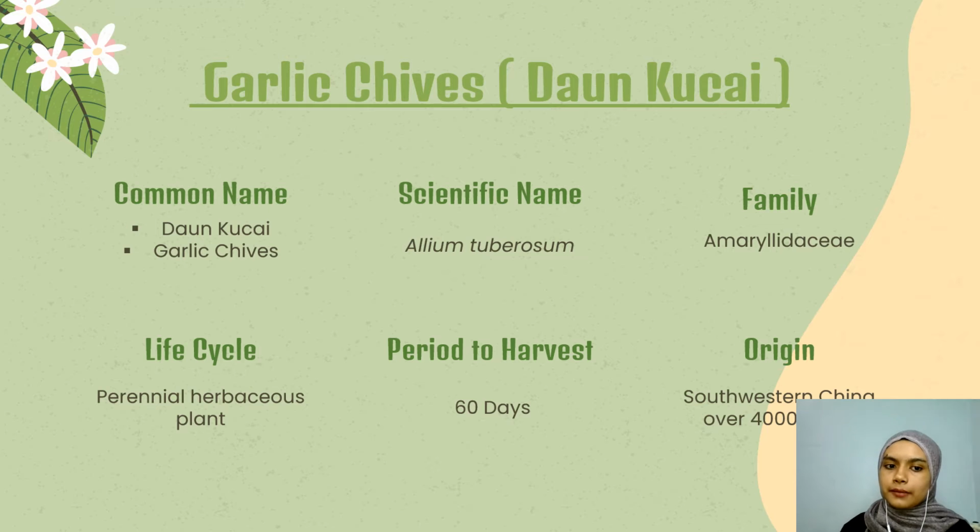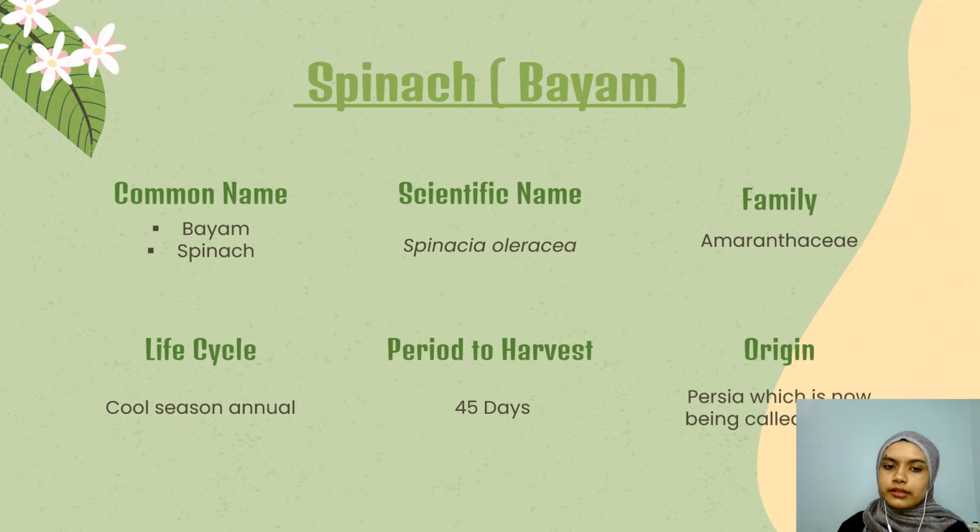The second one is garlic chief. The common name is garlic chief or daun kucai. The scientific name is Allium tuberosum and the family name is Amaryllidaceae. The life cycle is a perennial herbaceous plant and the period to harvest is around 60 days, and the origin is southwestern China.